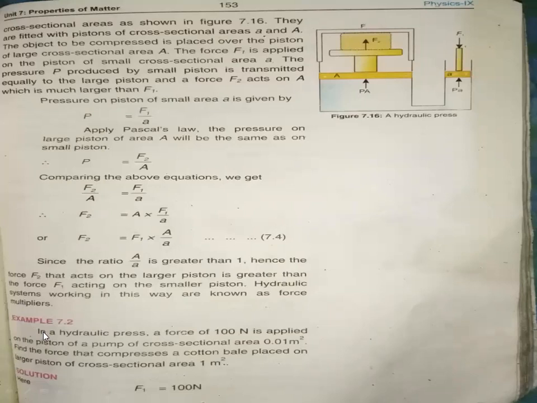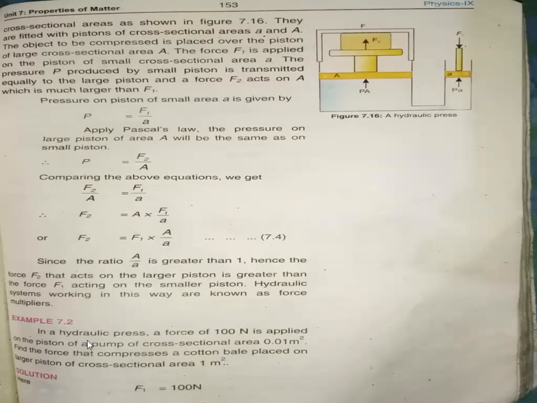Now I'm going to discuss the example on page 153. Example 7.2. In a hydraulic press, a force of 100 Newton is applied on the piston of a pump of cross-sectional area 0.01 meter square. Find the force that compresses the cotton bale placed on the larger piston of cross-sectional area 1 meter square.